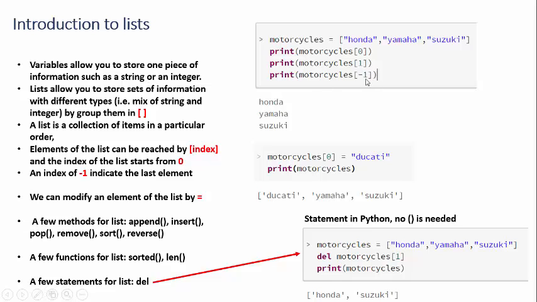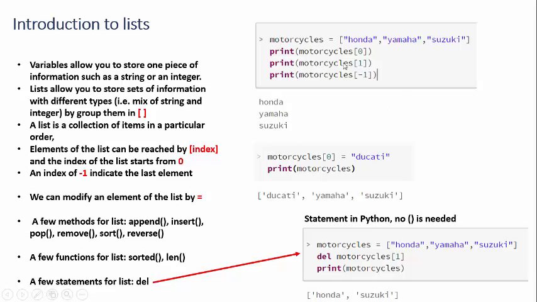But how about a negative index? The negative index means counting from the end of the list. So -1 indicates the last element in the list. -2 indicates the second last element in the list. For a list that has only 3 elements, -1 always means the last one, which is Suzuki. And when we print that element out, it shows Suzuki.